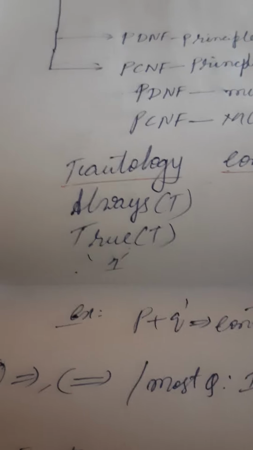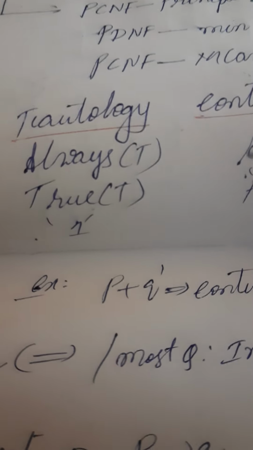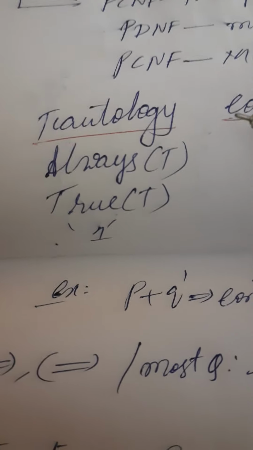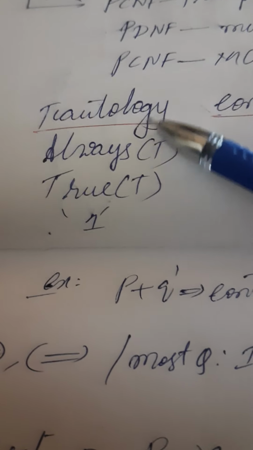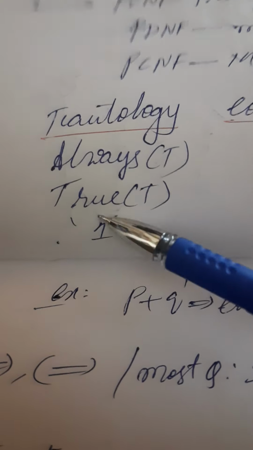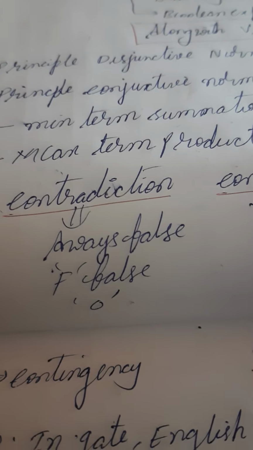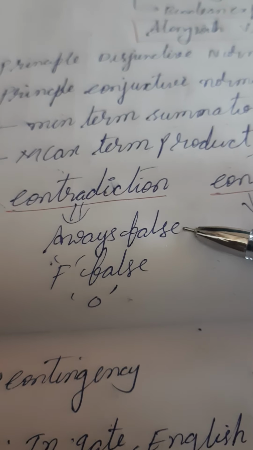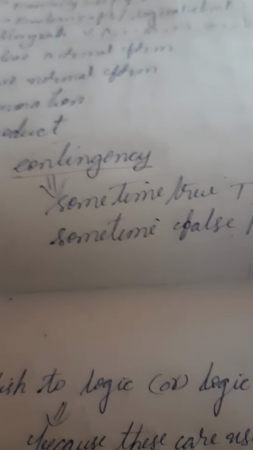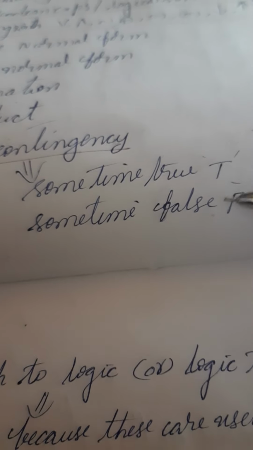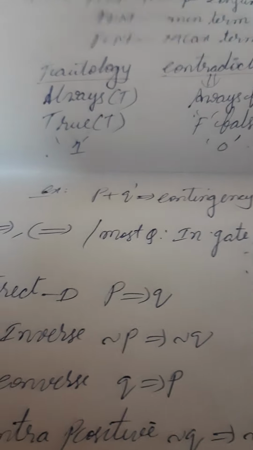I will tell some important concepts from propositional logic. What is tautology? Tautology means it is always true, that means one. What is contradiction? Contradiction means always false. It will never be true. What is contingency? Contingency means it is sometimes true, sometimes false.